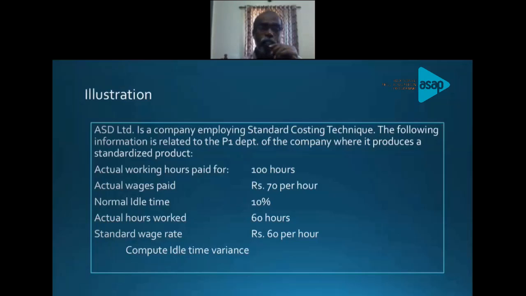Normal idle time permitted is 10%. Actual hours worked is 60 hours. Standard wage rate rupees 60 per hour. You are required to compute idle time variance.